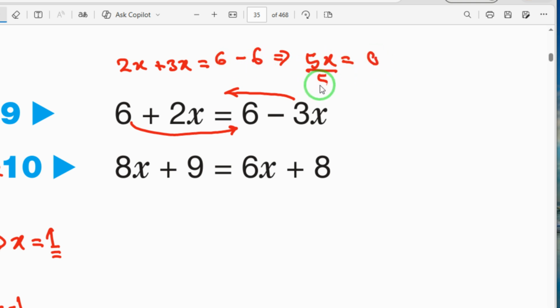Then we divide it by 5. 0 divided by any number is 0, so x is equal to 0.